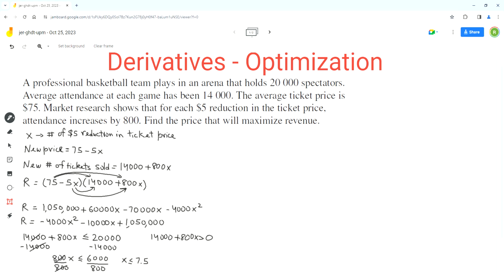Now we can solve for x. So we should subtract 14,000 from both sides. The 14,000 on the left side will cancel each other out and we get 800x is greater than negative 14,000. And now we can divide both sides by 800. The 800 on the left side will cancel each other out and we get x is greater than negative 14,000 divided by 800, so I got negative 17.5.